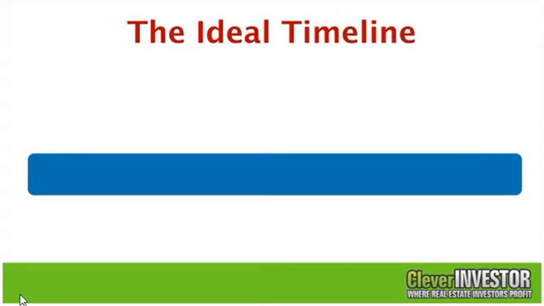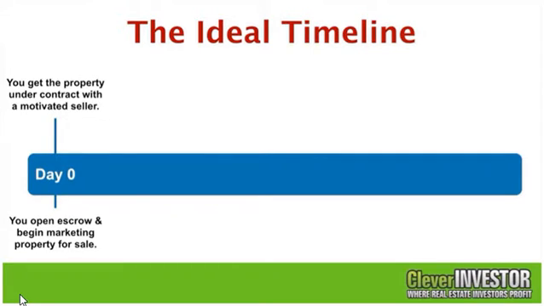So let's go over this concept of what the perfect timeline would be. Let's assume that you negotiated a typical 30-day close to purchase a property from a motivated seller. The first day, day number 0, you're going to get the property under contract with that motivated seller. You're going to open escrow and begin marketing the property for sale.